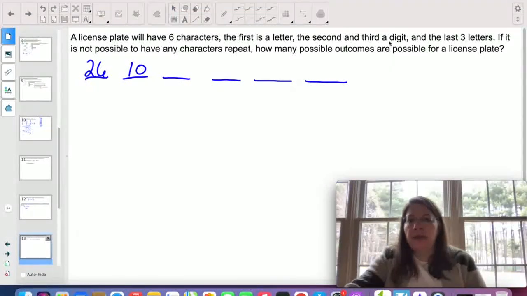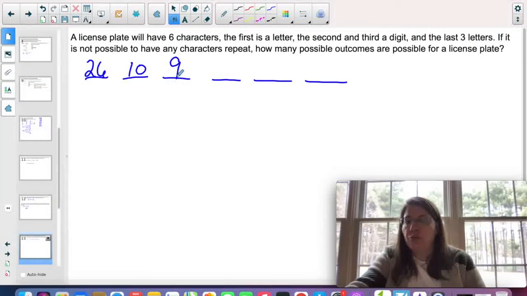For the third, it is also a digit. But remember, our digits cannot repeat. If we had 10 possible outcomes here, how many digits are left? Well, hopefully you're saying 9. If we use 1 digit in the second character, then we only have 9 to choose from for the third.